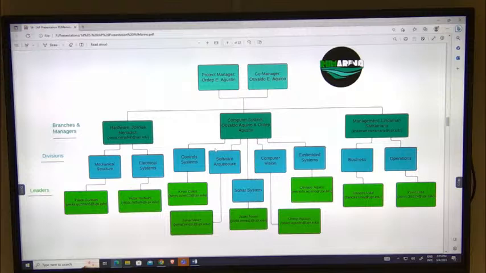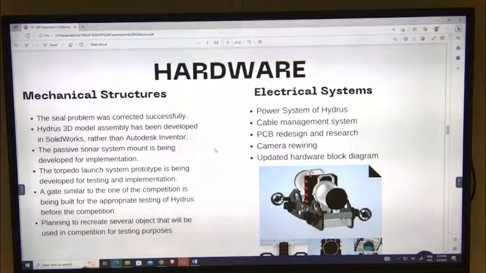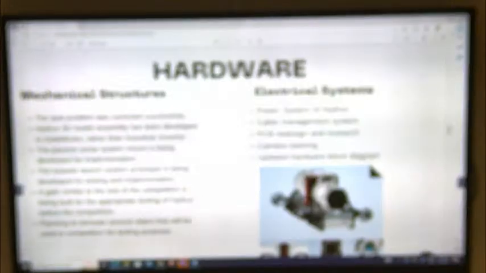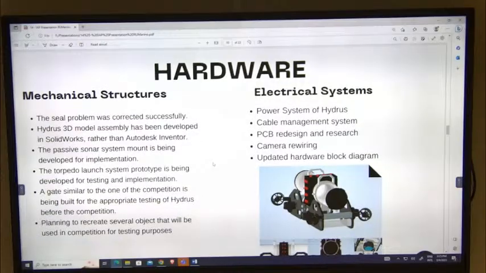Everyone here, that's basically the leaders, and then each division has their respective amount of members. We're currently around 35 members total, ranging from all those different teams. So just to get started a little bit on hardware, the stuff we've done, just what we've managed to complete.